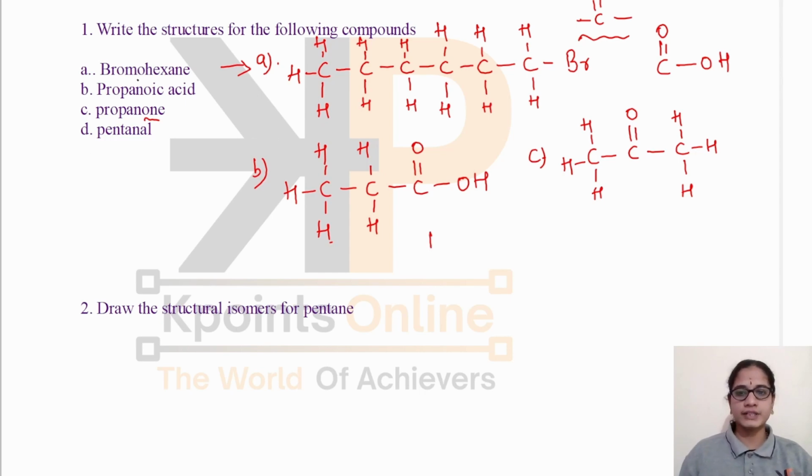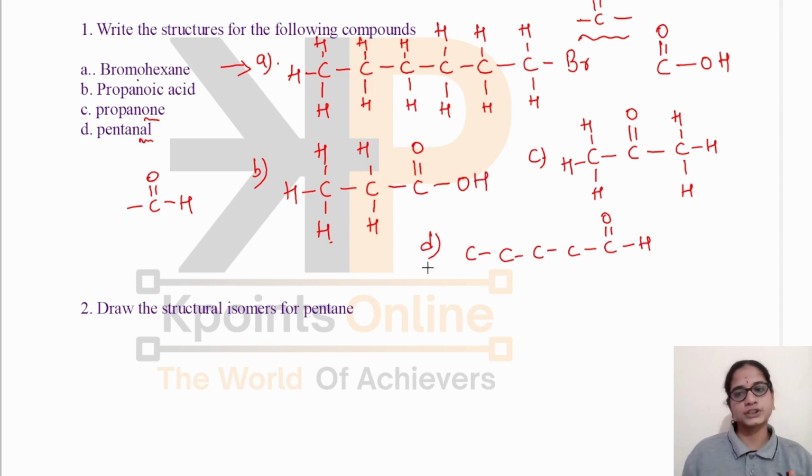Let's see the next compound. D, pentanal. Pent means it consists of 5 carbon atoms: C, C, C, C, C. And the functional group is "al," which means it is aldehyde. What is the formula for the aldehydic group? We know CHO. It is the aldehydic group.